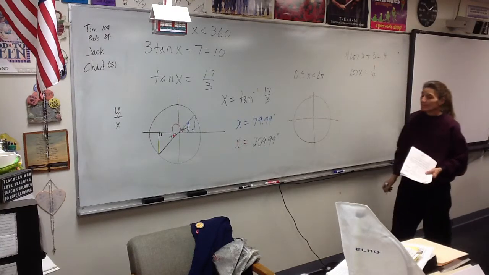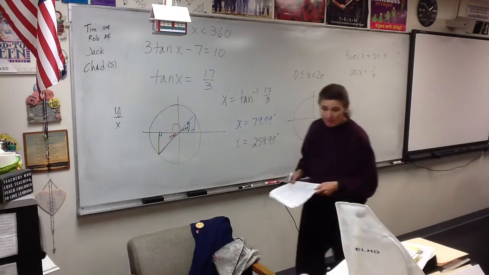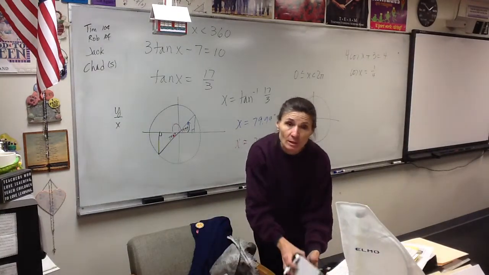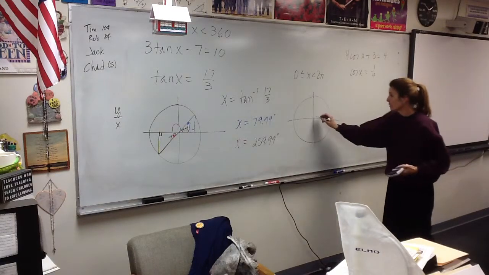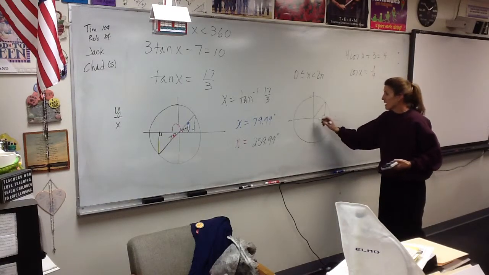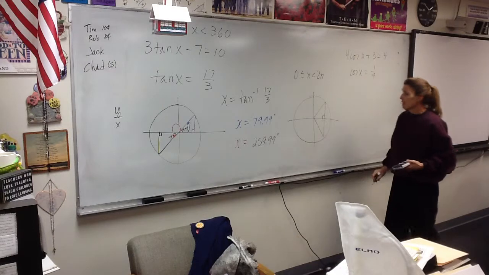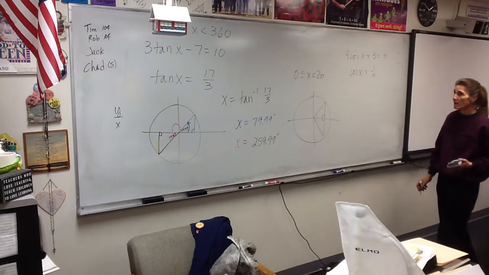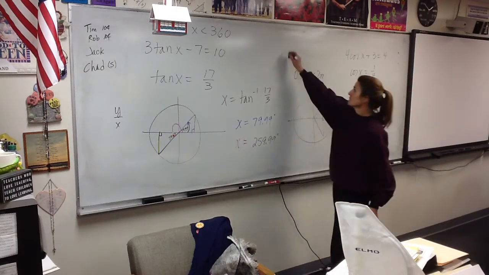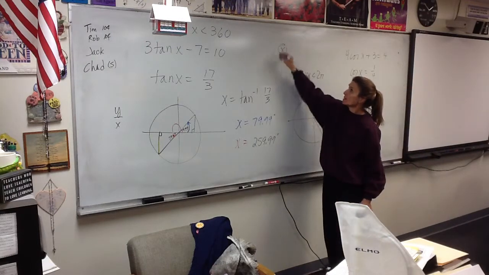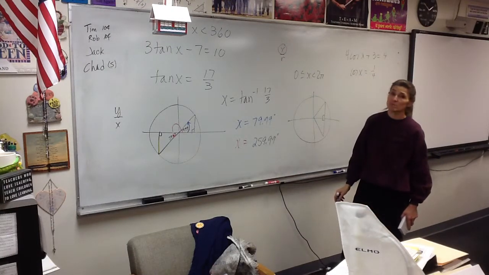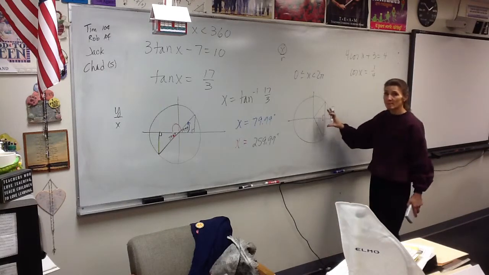So where can the cosine be a positive number? Well, cosine is positive in quadrant 1, of course, and in quadrant 4. Now, how do I know the cosine is positive in 4? Cosine, remember, is x over r. So cosine will be positive wherever x is positive, and x is positive over here.